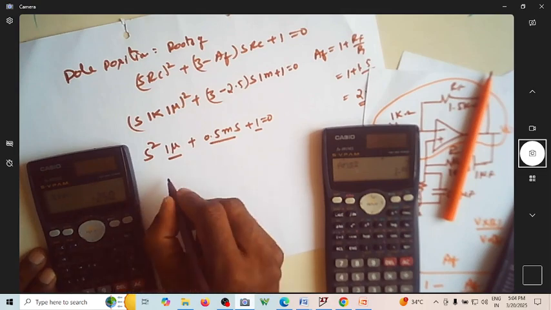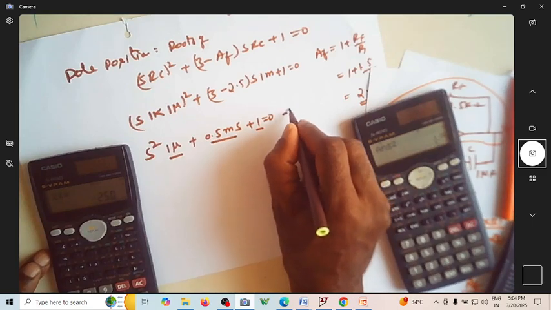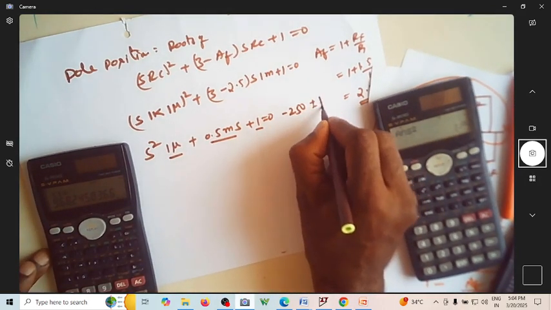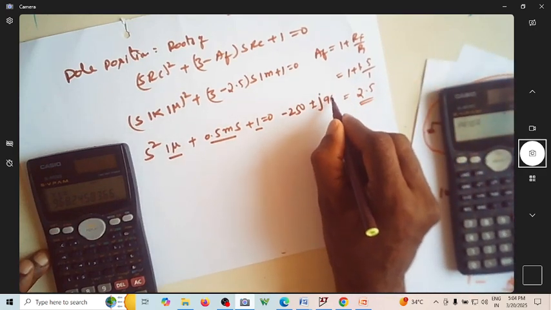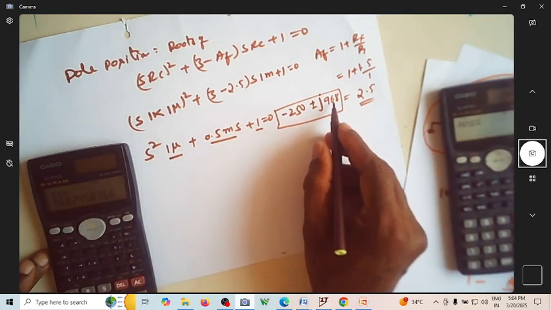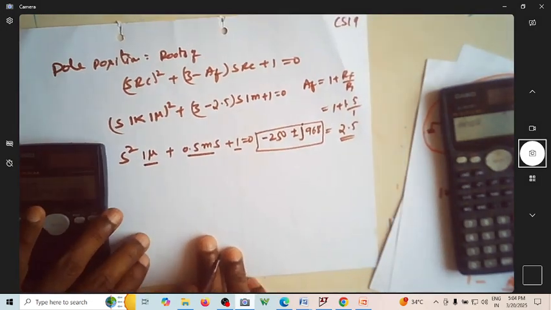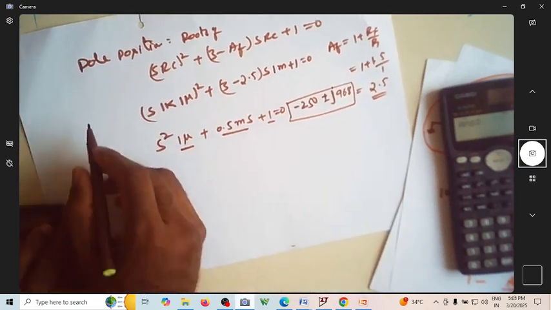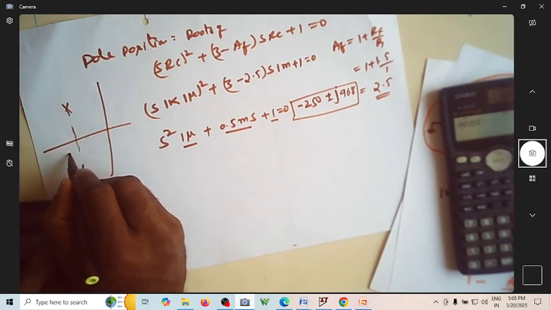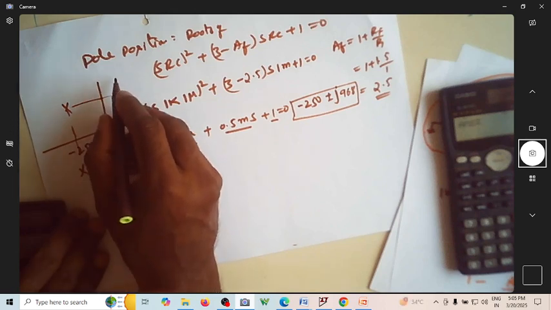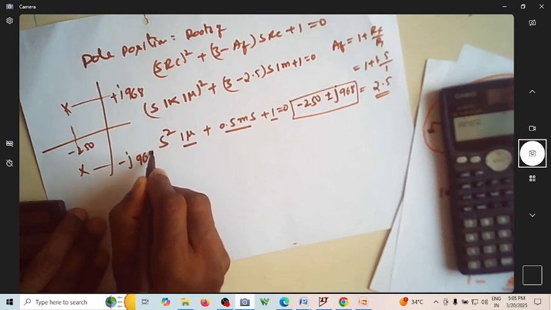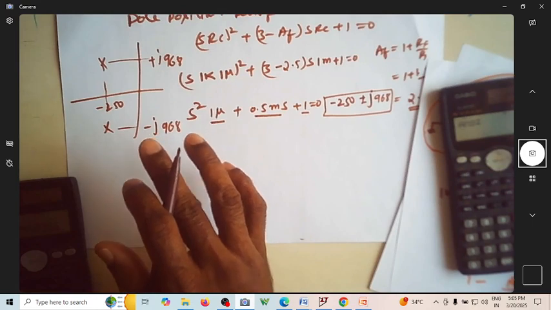Let me find the root. So the root is minus 250 plus or minus j 968. So this is my root. So it's a complex root. So it is minus 250 plus or minus j 968 is the pole position. So where are the poles? The poles are complex with their real value at minus 250, whereas the imaginary value is plus j 968, and this is minus j 968 point something. Fine. What is the system stability?